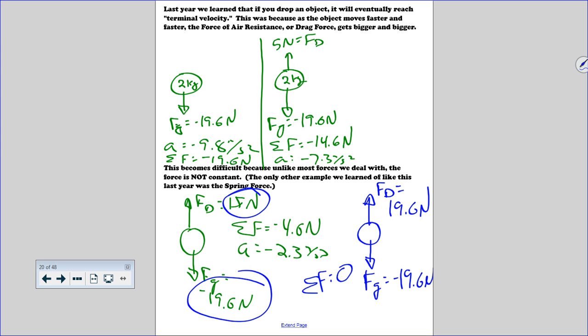Which means my acceleration is 0. Does that mean it stops moving? No. It just means it stops accelerating, right? Follow? All right, the velocity at which this occurs, the velocity at which your drag force equals your gravity, is called terminal velocity. Good?